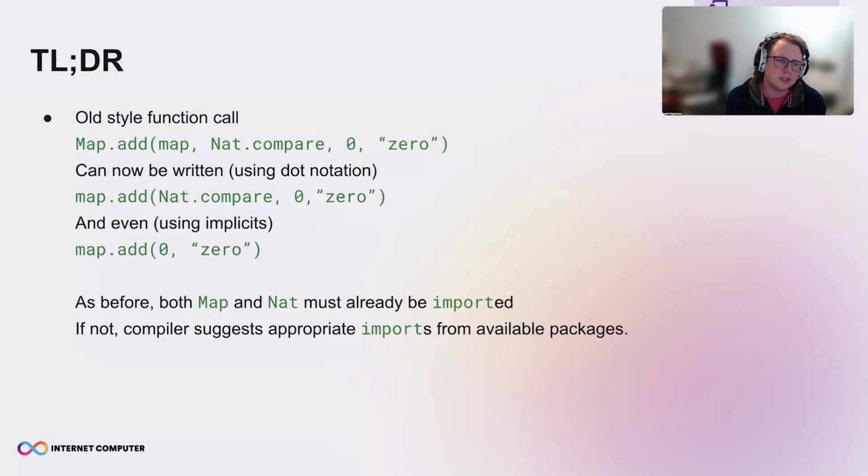And then there are two steps to improve it here. One is the dot notation, which makes the first parameter move out, and then using implicits we can even infer the Nat compare here. As before, you need imports for Map and Nat, but if you don't have them and try to write code, you get import suggestions from your available packages. So that's quite nice. Next slide, please.